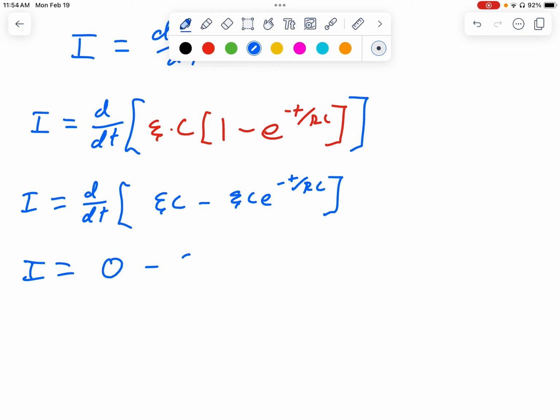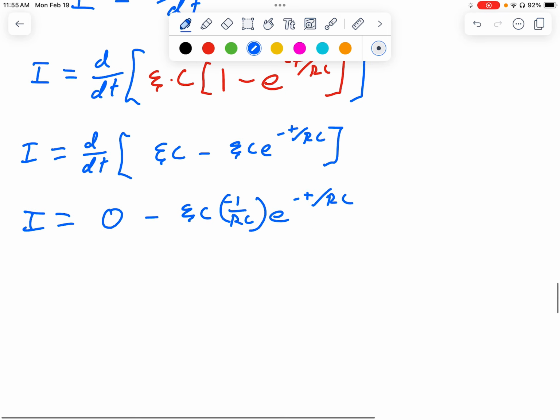Okay, so then we get negative epsilon C. All right, and then the derivative of the E function is the E function, but we have to worry about the exponent. So the derivative of the exponent of negative T over RC would be negative 1 over RC, okay, times E to the negative T over RC.